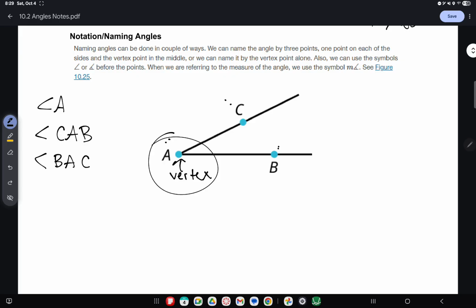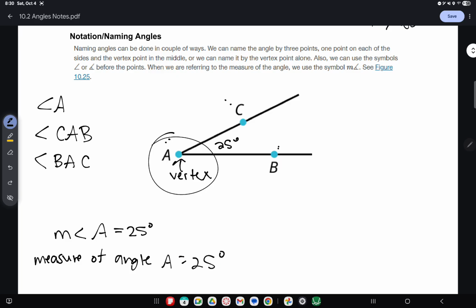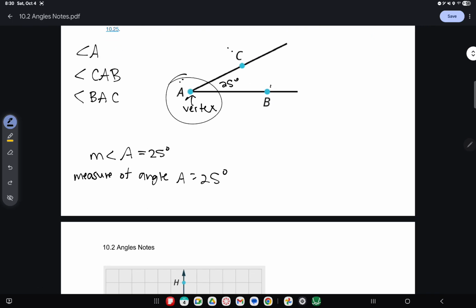We could also write something like this, and that means the measure of angle A. So if I put a number to it and said that this is 25 degrees, you could say the measure of angle A is 25 degrees. Right?